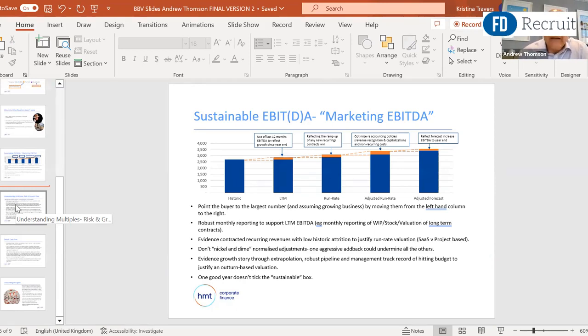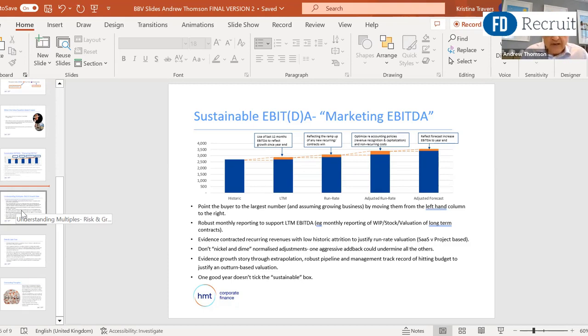I mean, just looking at the steps to get there. If you want to capture the growth since the year end, you should be looking at the last 12 months EBITDA. A critical point to that is whether you do have robust monthly reporting to allow you to do that. We sometimes see there's an issue where, for example, WIP stock or long-term contracts aren't valued on a monthly basis.